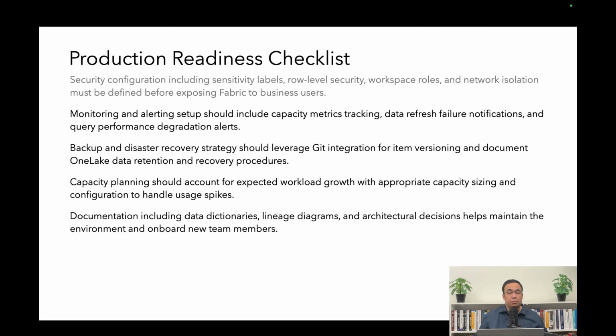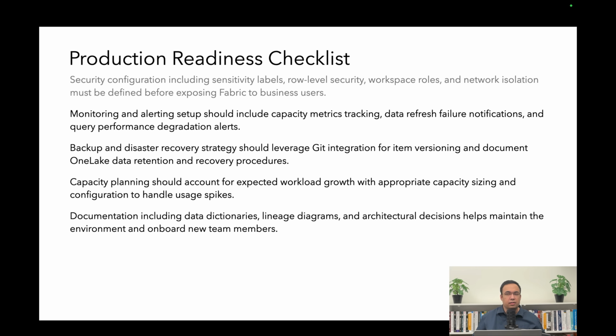Before you deploy Fabric to production, let's go over a checklist of things that you should have in place. Number one is security configuration. Sensitivity labels should be defined and applied. Row level security should be configured for datasets that need it. Workspace roles should be properly assigned. Network isolation should be set up if required by your compliance policies.